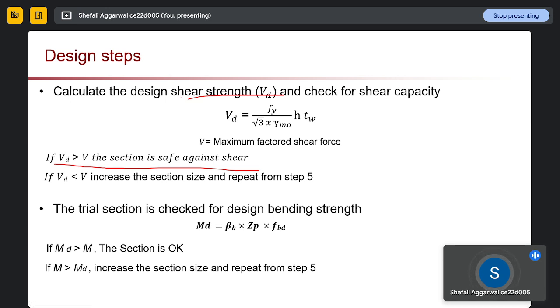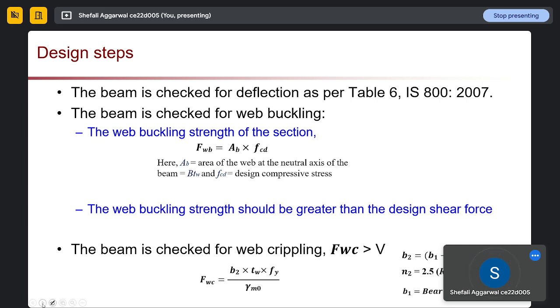After checking the design shear strength, we will check the design bending strength. The design bending strength MD is given by beta b ZP into FBD. In the same way, if our MD is greater than M, then our section is okay. If it is less, then we have to change the section again and repeat the steps. After checking shear and bending, we will check for deflection. In Table 6, different deflection formulas and deflection checks are given, so using that table, we will check our beam for deflection.